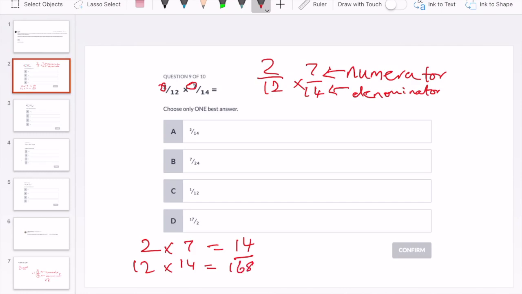12 times 14 equals 168. Now we would take that down even further to see whether we can simplify it. We can divide by 14, because if we know our times tables, we would know that 14 goes into 168. So 14 divided by 14 is 1, and 168 divided by 14 is 12. So the answer here is C, which is 1 over 12.